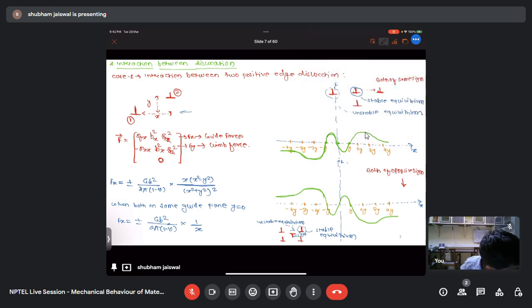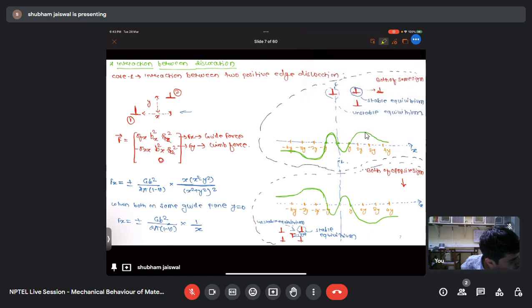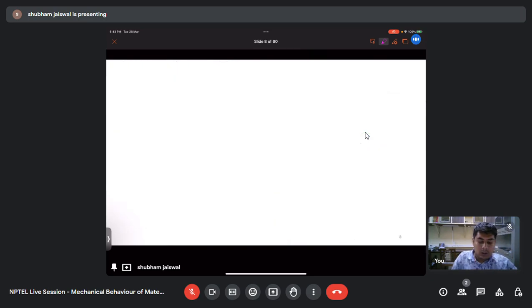Okay, so let me make it boundary so that you will not get confused. This is for this, and for this it is, so here you can see this is both opposite sign, and this is both of the same sign. Okay, so after this we have seen the second case, that is the interaction between the screw dislocations, and those two are parallel to each other.